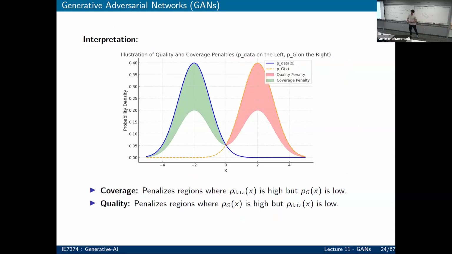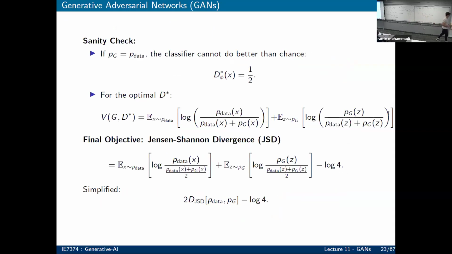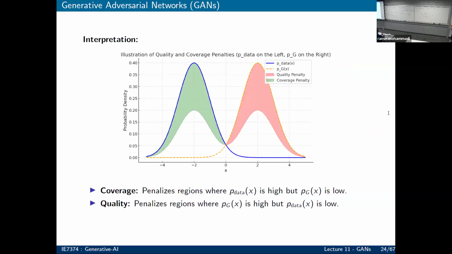So Jensen divergence has 2 terms. If you look at the equation, there are 2 terms, the term on the left and the term on the right, and minus log 4. Now, the term on the left focuses on P of data, and that basically defines something called coverage. The term on the right, which has P of G on the denominator, focuses on quality.